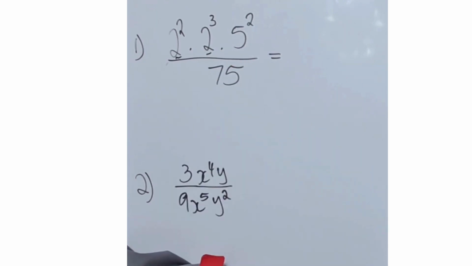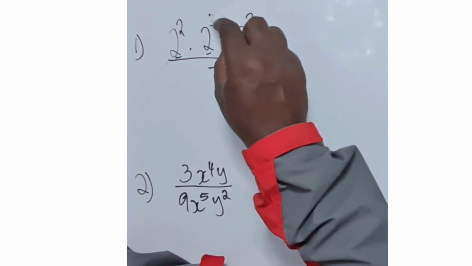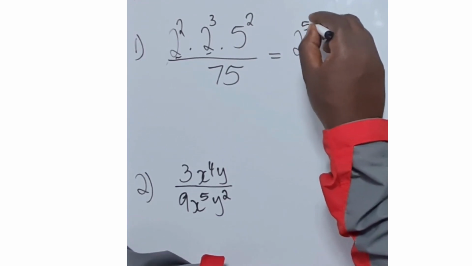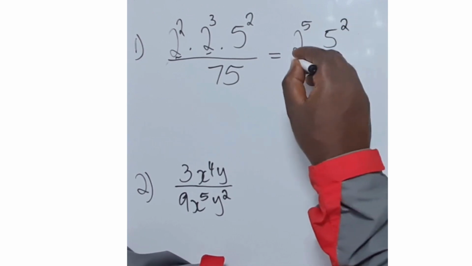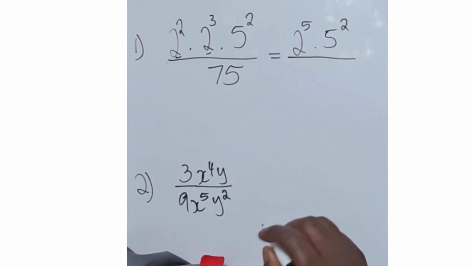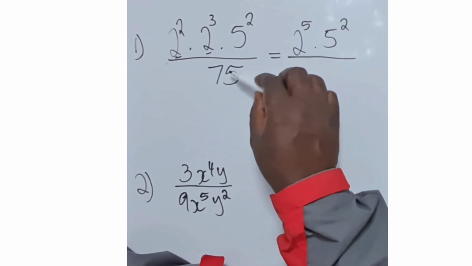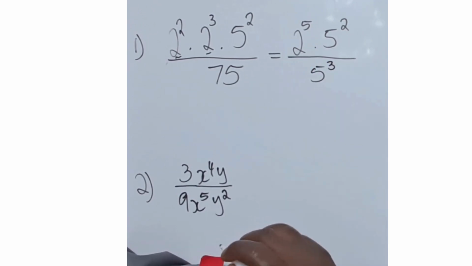So what I'm going to do is look at that. Here we have two bases that are exactly the same. If they are the same, what do we do? We add the exponents. So this is going to be 2 to the power 5 multiplied by 5 to the power 2. I'm going to write 75 in exponential form, which is 5 to the power 3.